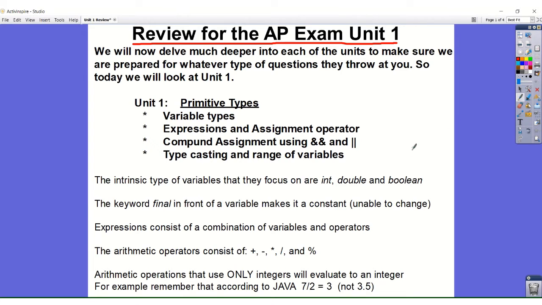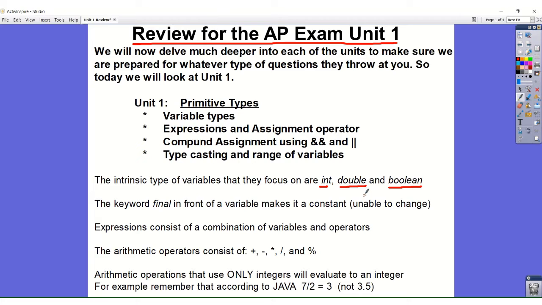So I've got a bunch of different concepts below here, and whenever possible, I'll try to demonstrate it with an example. So the very first thing that you need to know is the intrinsic type of variables that they focus on. There are 8 intrinsic types, but they actually only focus on 3 of them in the AP exam. They focus on integers, doubles, and Boolean.